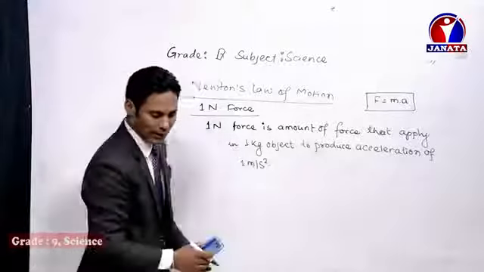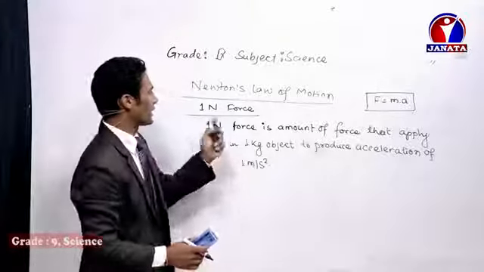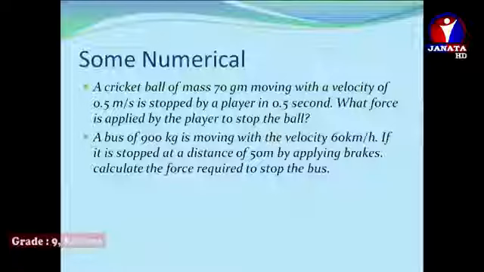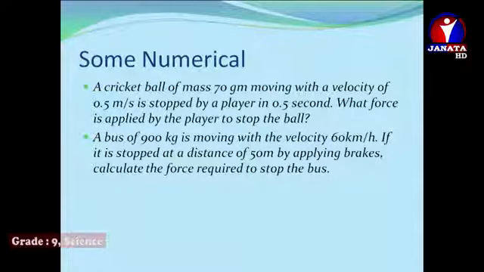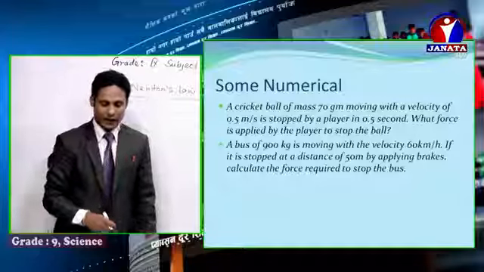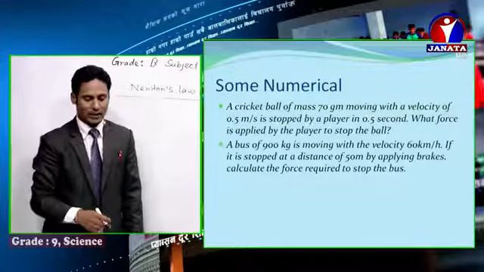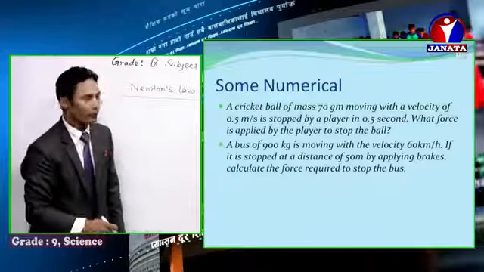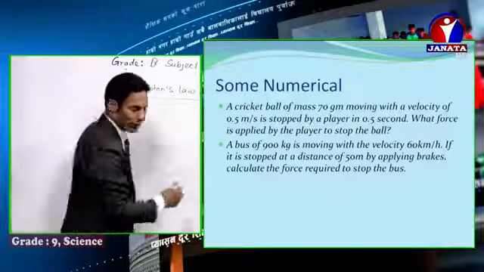Okay. So let's see some numerical problem related to this 2nd law of motion. The question you can see on the screen. A cricket ball of mass 70 gram moving with the velocity of 0.5 meter per second is stopped by a player in 0.5 second. What force is applied by the player to stop the ball? That is a numerical problem. So let's solve this one.